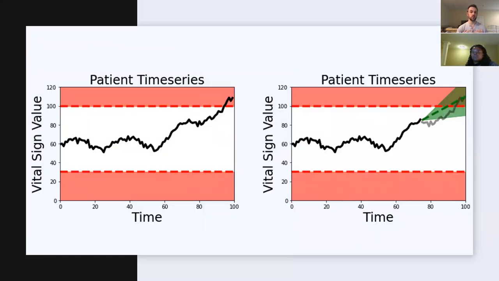And for our very first project, it couldn't have been any simpler. What we're going to look at is the following. We know that patients currently, when they deteriorate, it's usually detected because the patient exceeds a certain clinical threshold. So here, the patient's vital sign value is too high, but it could also be too low. And the idea is we can take a time series model, we forecast forward, and then we know in advance when they're going to pass that threshold. Simple enough.